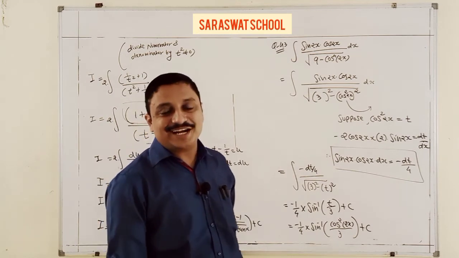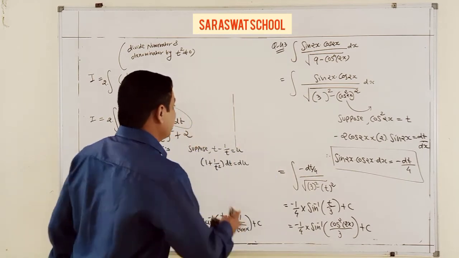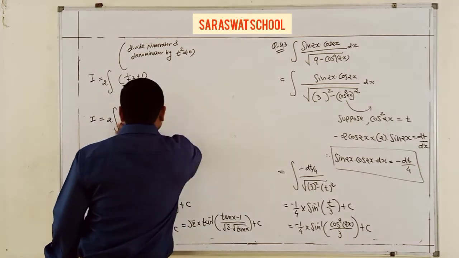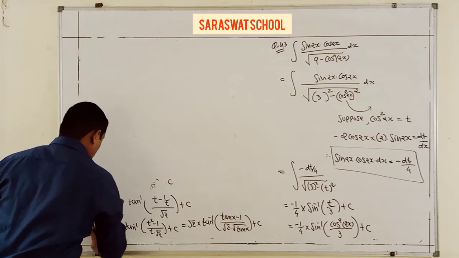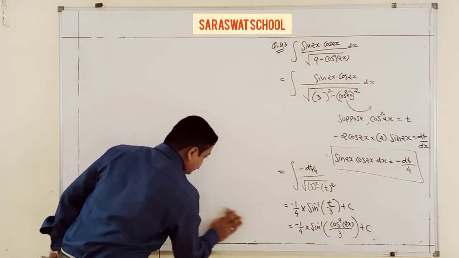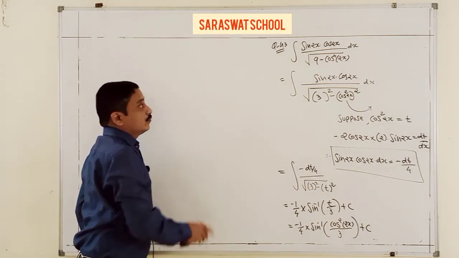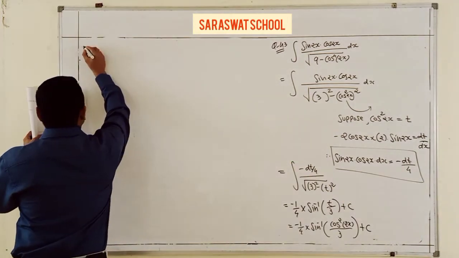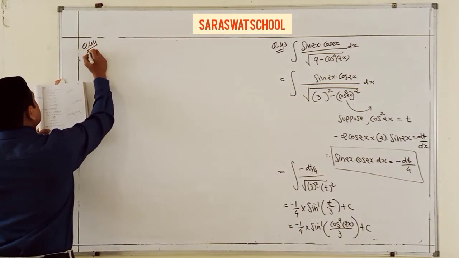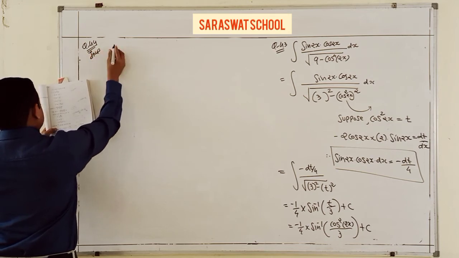Yes, now students, again time is coming to important sum 44, which is important. So 44 numerical, a very old sum. So you tick mark it in the important list.